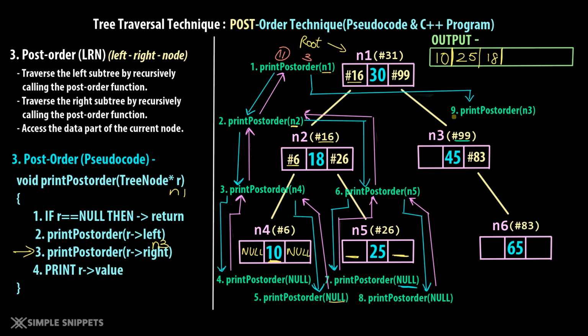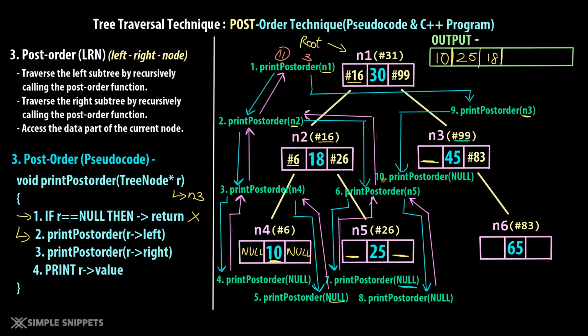And now we can go with the execution of the 9th print post order with the node of n3. So r is nothing but n3 over here. First step, if r equals to null? No, r is not null, r is n3. Then we move to step 2. In step 2, we are saying print post order r of left. Now r is n3. Do we have anything to the left of n3? No, it is null. So we're going to do a recursive call, that is the 10th function call from the 9th print post order, and we're going to pass null as the node value.